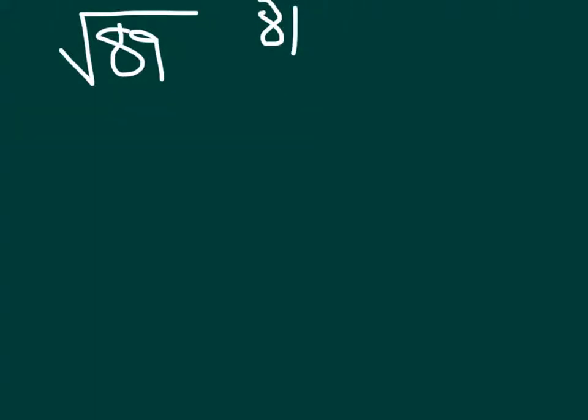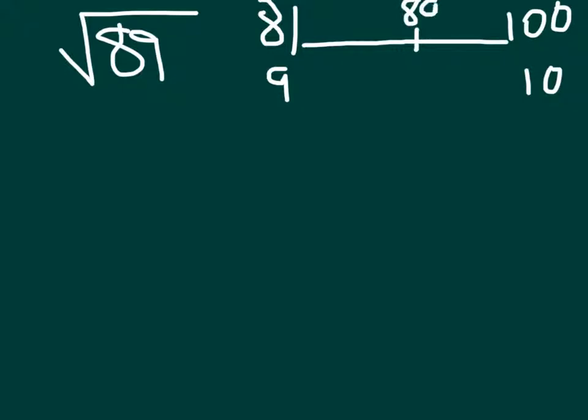Now let's do one more. Let's estimate the square root of 89. Now once again, you find the perfect squares that are around 89. One perfect square that is around 89 is 81, and the square root of that is 9. So the next number up from 9 is 10, which would make the perfect square that goes with 10 100. So somewhere between 81 and 100 is 89, which means that somewhere between 9 and 10 is the estimated square root of 89.